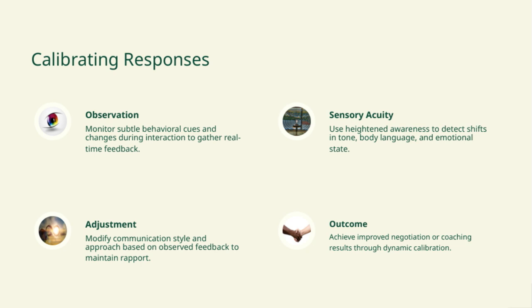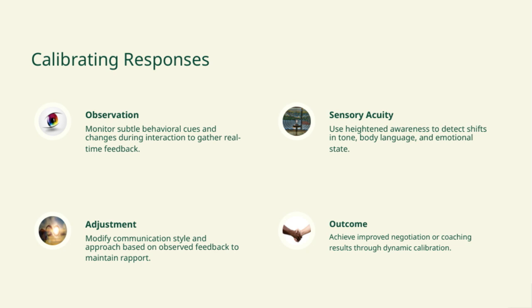This involves modifying your communication style and approach based on the feedback you observe. It's about staying flexible and responsive so that you can maintain rapport, even if the situation or the other person's reactions change. Then there's sensory acuity. This is about using heightened awareness, paying close attention to shifts in tone, body language, and emotional state. By sharpening your senses, you can pick up on subtle cues that tell you a lot about how the other person is feeling or reacting.